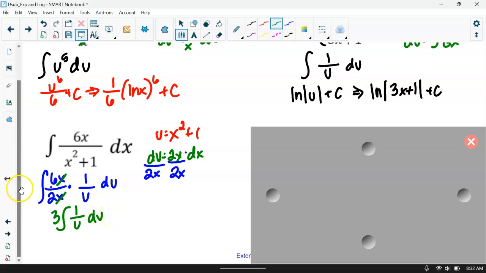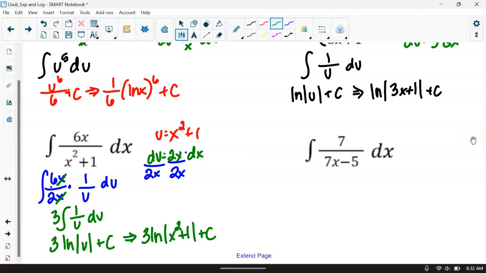Now we can find the integral, which here in this case is 3 times the natural log of the absolute value of u plus c. Then substitute back in. Integral is 3 times the natural log of the absolute value of x squared plus 1 plus c. So here, try this one, pause the video. Try this one on your own.